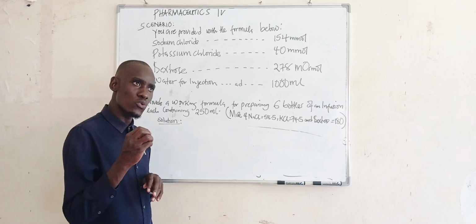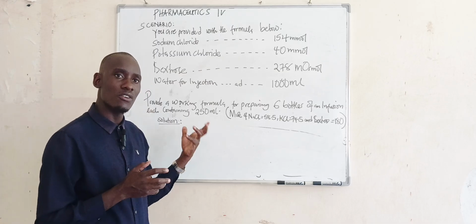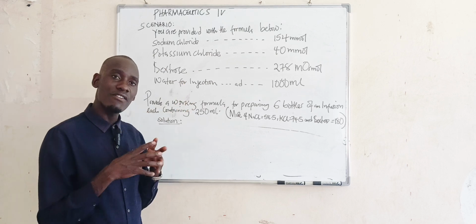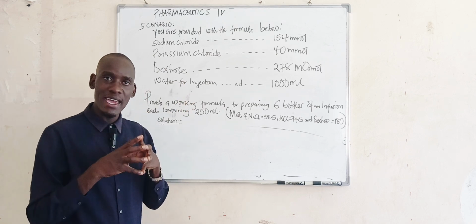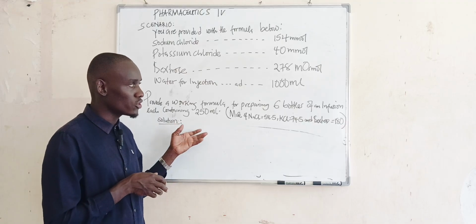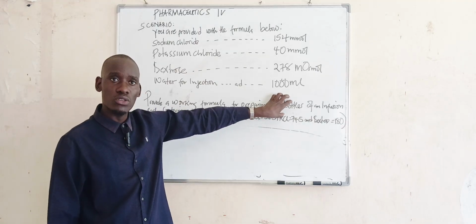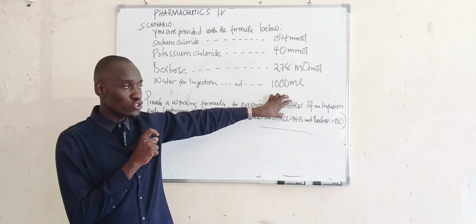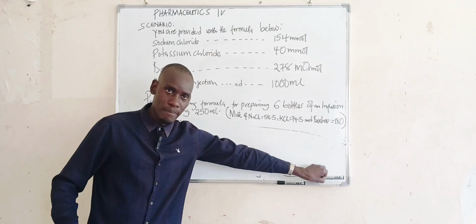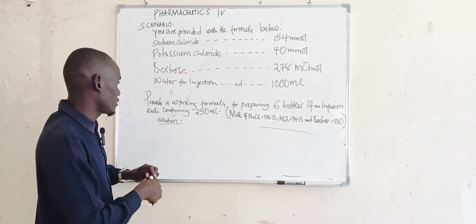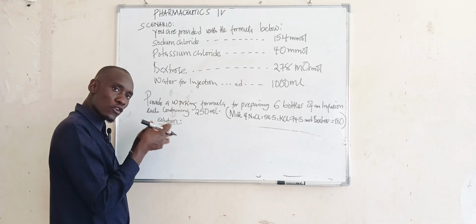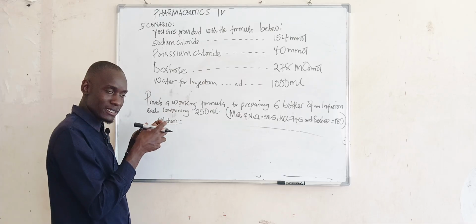So the first thing to do, if we have to provide a working formula for preparing a preparation of this kind, we need first of all to find the final volume of the preparation. Because in our question, we have been told to prepare 6 bottles, but each bottle of the infusion contains 250 ml of that solution. So we shall begin by calculating the total volume of the preparation required.